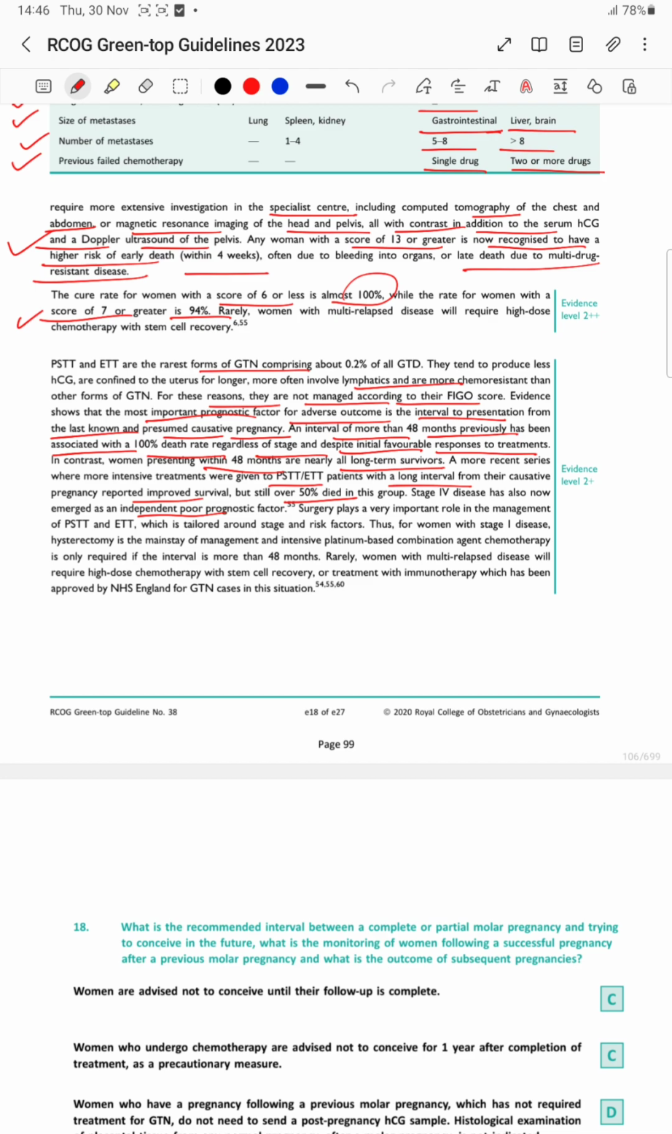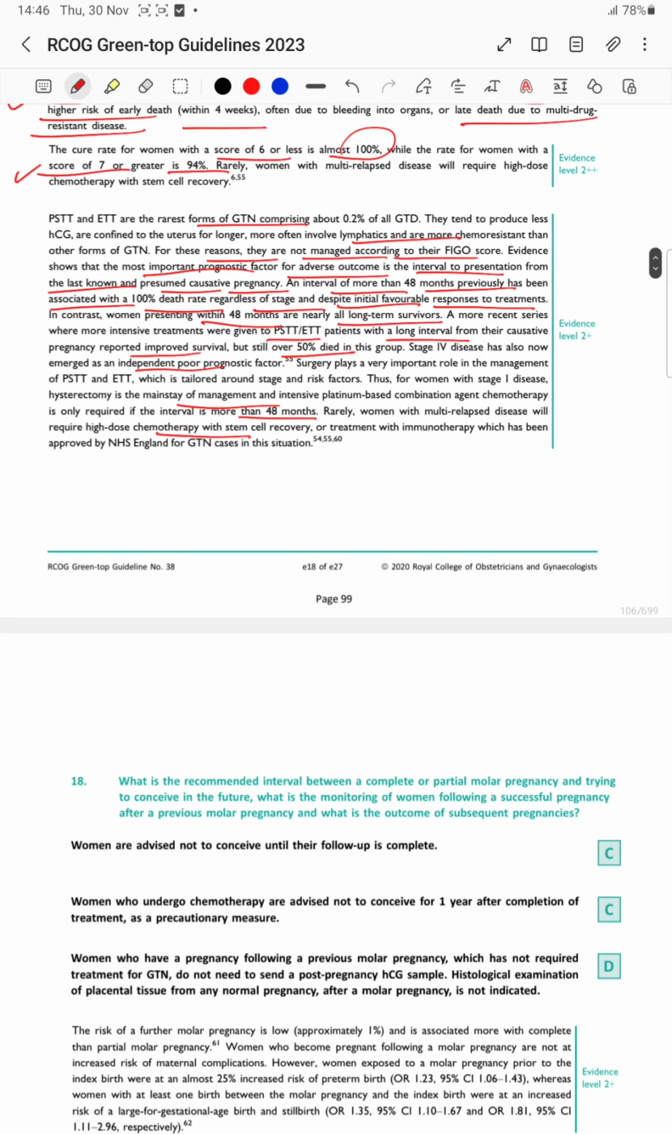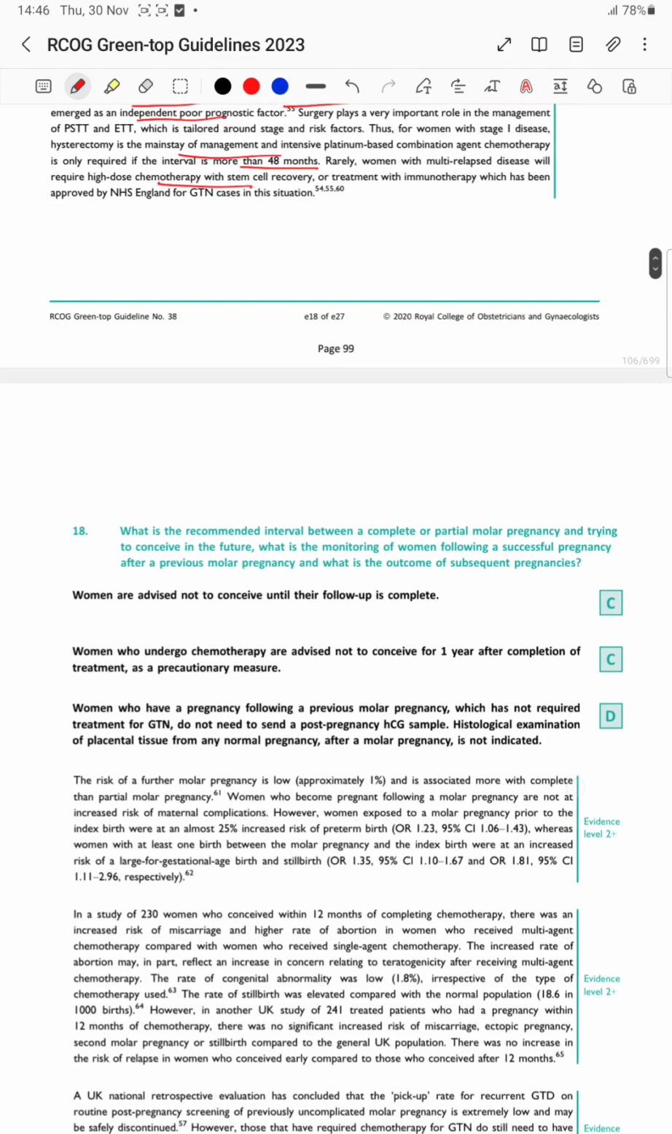Thus for women with stage 1 disease, hysterectomy is the mainstay of management, and intensive platinum based combination chemotherapy is only required if the interval is more than 48 months. Rarely, women with multi-relapsed disease will require high dose chemotherapy with stem cell rescue or treatment with immunotherapy, which has been approved by NHS England for GTN cases in this situation.